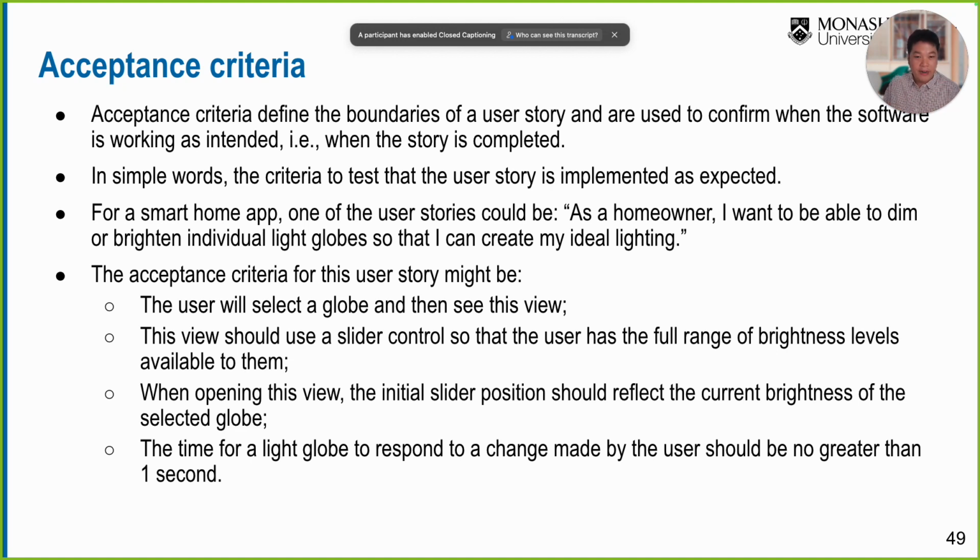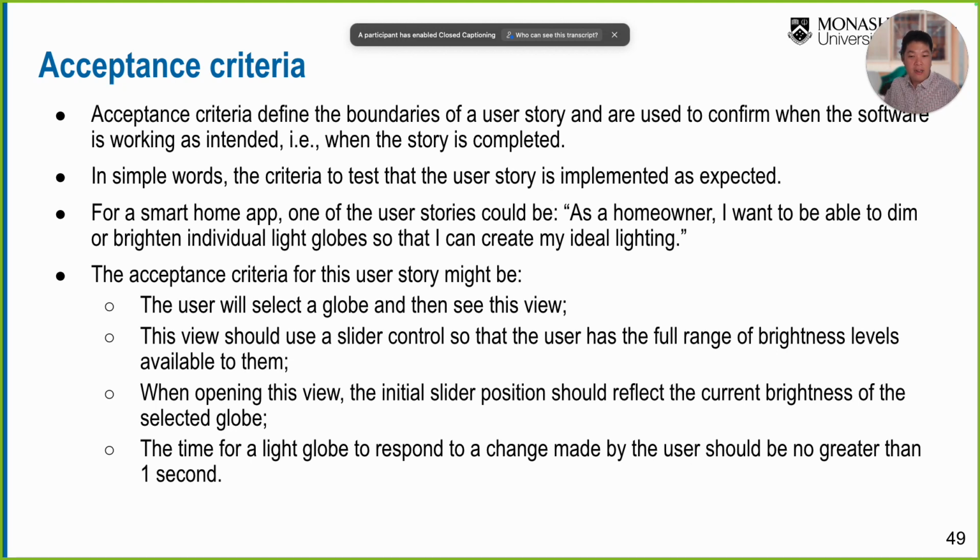The acceptance criteria must be written in bullet points like this, and it must represent the flow of the activity, right? So first, the user will select a globe and then see this wheel, okay? And then the wheel should use a slider control so that the user has the full range of brightness levels available to them, okay? That's how it looks on the screen. When opening this wheel, the initial slider position should reflect the current brightness of the selected globe, okay? That's how we test whether I want to be able to dim or brighten the individual light globe or not.